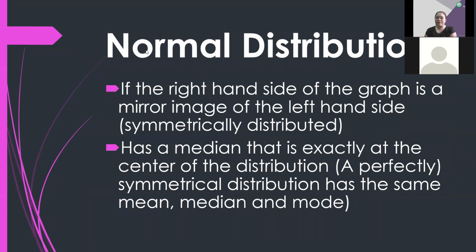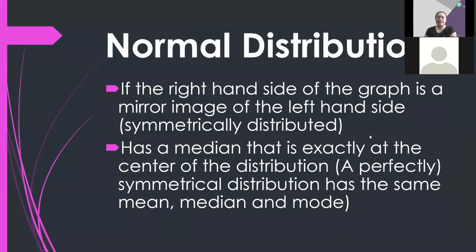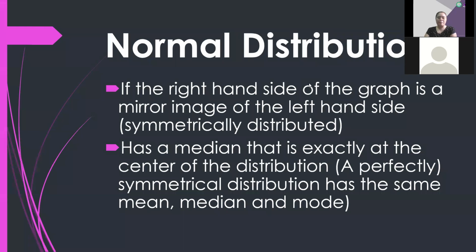We have, again, the first one, normal distribution. So for normal distribution, we have here a perfectly symmetrical curve, and that the right-hand side of the graph and the left side are perfect mirror image of each other. So you will see in the normal distribution, babalikan natin again, you will have the median, and even the mode and the mean at the center mismo. Okay? At the center talaga.